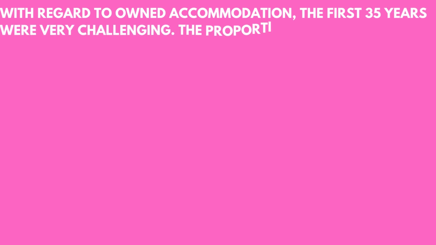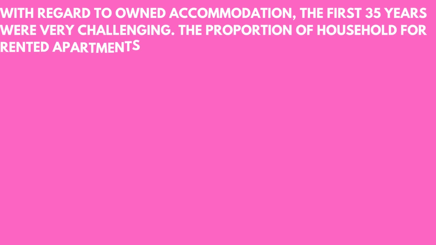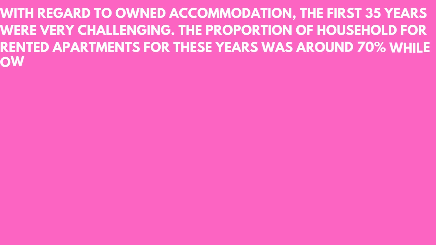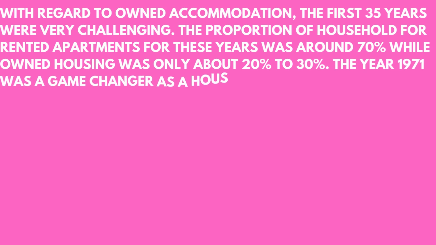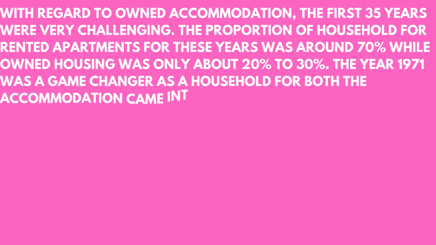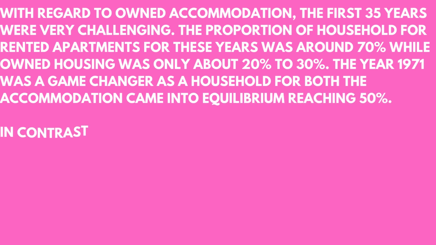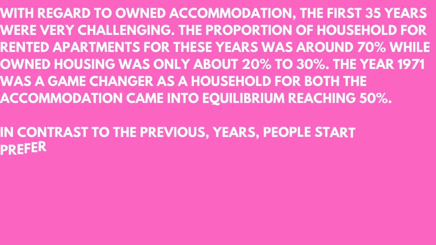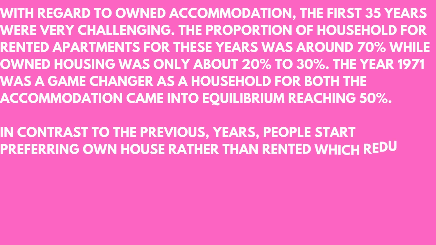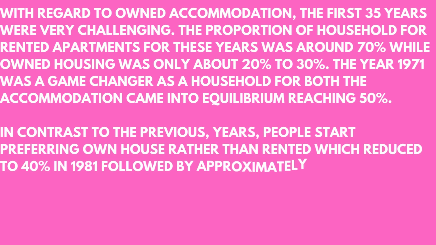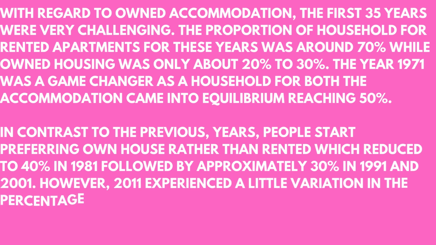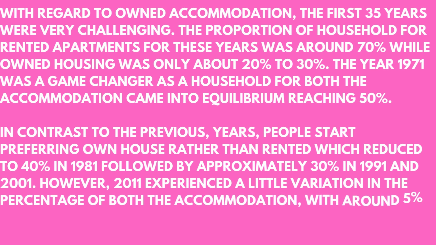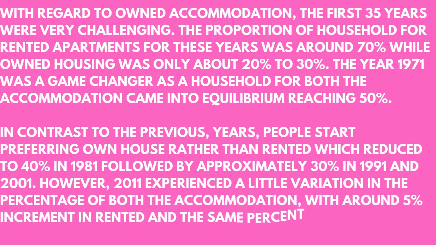With regard to owned accommodation, the first 35 years were very challenging. The proportion of households for rented apartments for these years was around 70%, while owned housing was only about 20% to 30%. The year 1971 was a game changer as the household for both accommodation came into equilibrium, reaching 50%. In contrast to the previous years, people start preferring own house rather than rented, which reduced to 40% in 1981, followed by approximately 30% in 1991 and 2001.